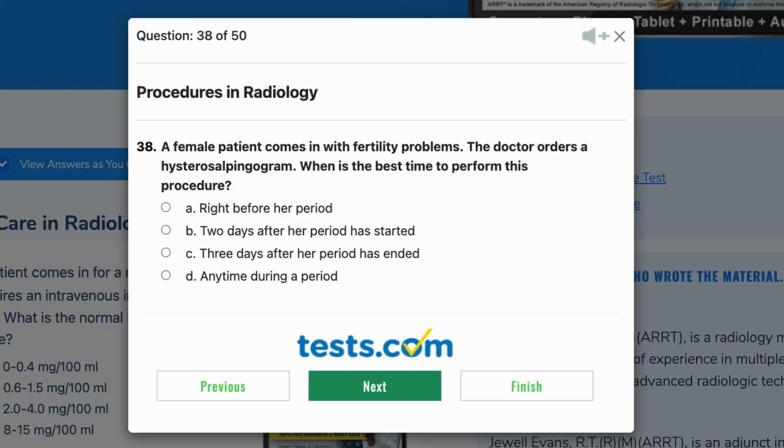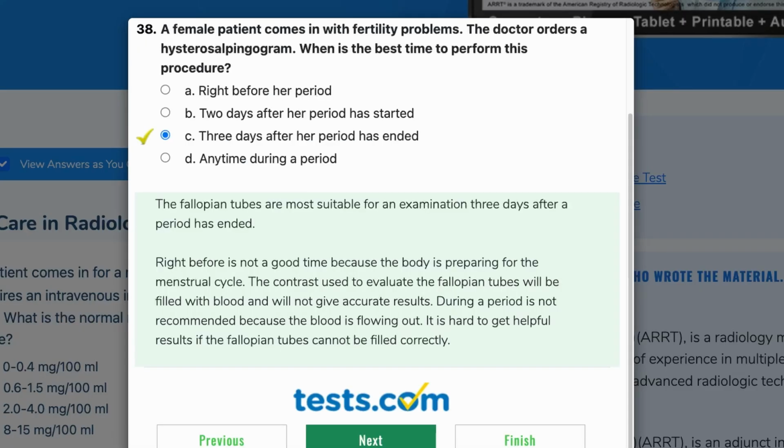Question 38. A female patient comes in with fertility problems. The doctor orders a hysterosalpingogram. When is the best time to perform this procedure? A. Right before her period. B. 2 days after her period has started. C. 3 days after her period has ended. D. Anytime during a period. C. 3 days after her period has ended.